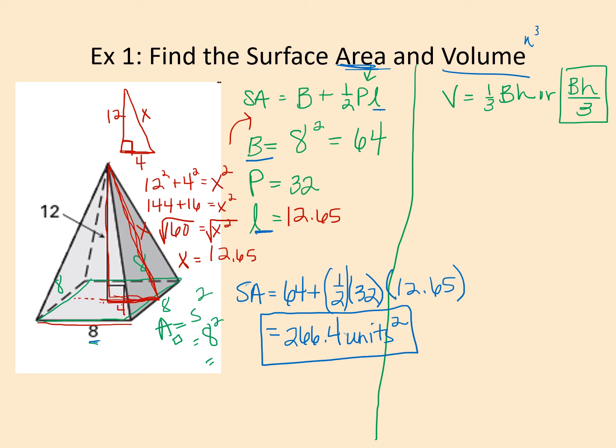And if I talk volume, I'll change my color so it's not as confusing. We're going to use this formula here. Big B we already found, so big B is going to be 64. Now H, what does that H stand for again? Again, H stands for the height of our pyramid. So the height goes from the tip of our pyramid to the center of the base. So it drops straight down and it's kind of on the inside of that pyramid.